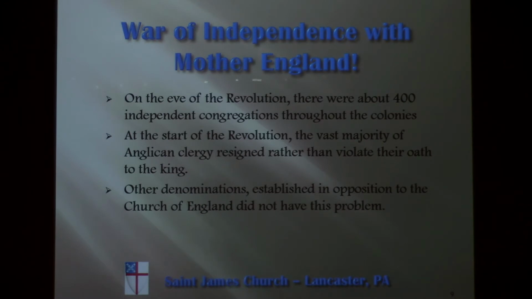In the case of Thomas Barton, on July 4th, 1776, Thomas Barton was put under house arrest, and St. James Church was boarded up and locked, and it stayed that way for the whole 6 years of the Revolution. Other denominations didn't have this problem. They could go on. Remember, there was no separation of church and state in the Church of England.